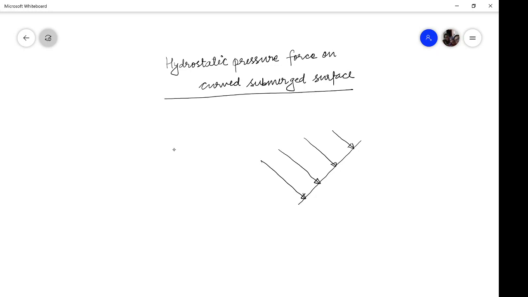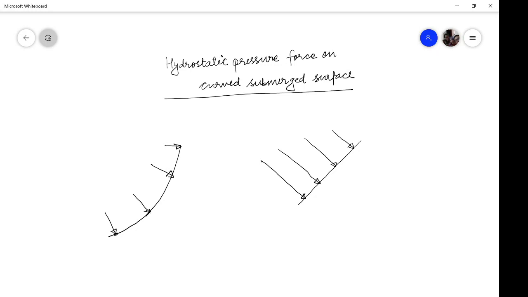But if you have a curved surface, then at each and every point, let us say at this point, the pressure force will be normal. At this point also, it will be normal. Likewise, at every point it will be acting normally. So in this case, it becomes very difficult to add all the forces because they are acting in different directions. So what is the strategy?